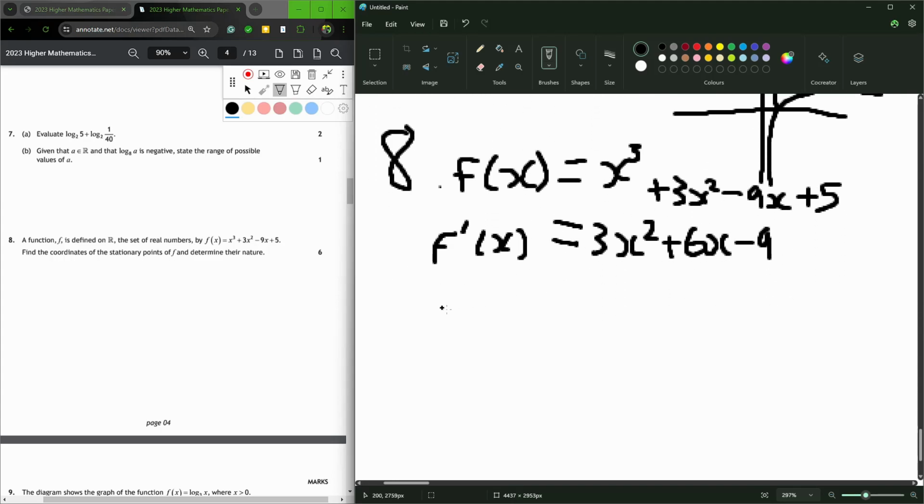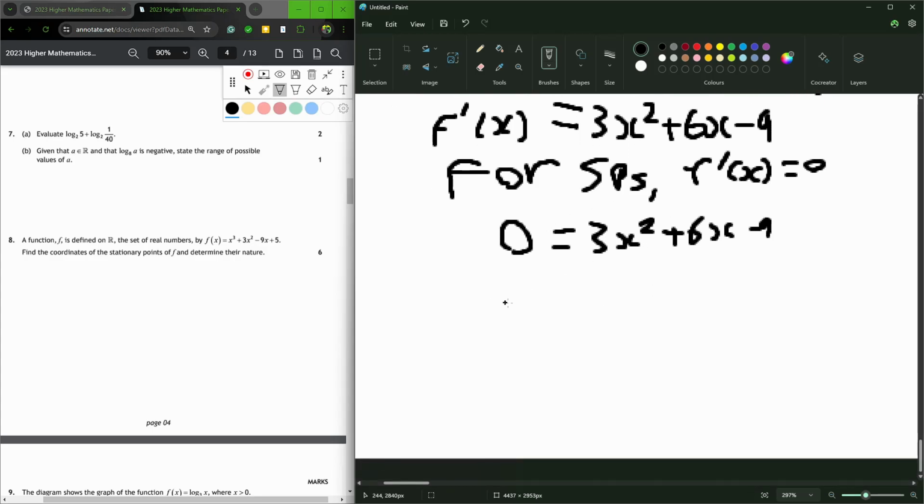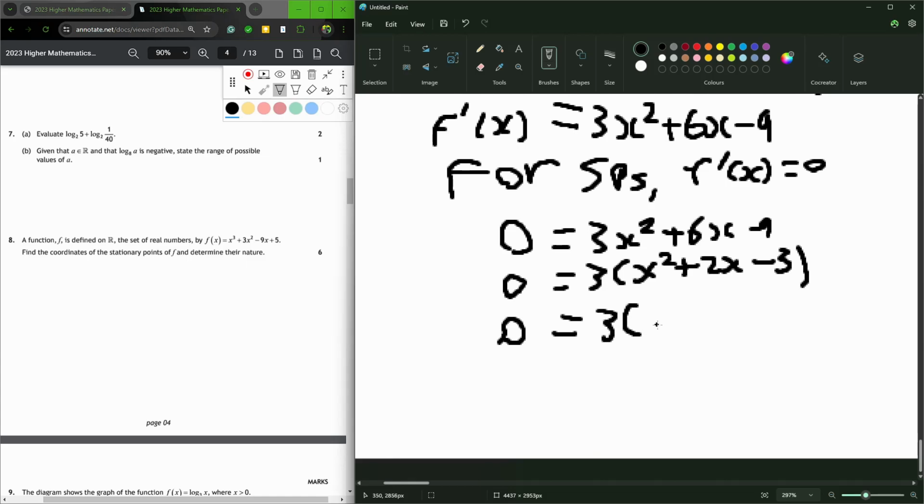Right, now that we have this, for stationary points, f dash x equals 0. So 0 equals 3x squared plus 6x minus 9. I'm going to make things simpler for myself and divide everything by 3. That gives us x squared plus 2x minus 3. This 3 doesn't really matter anymore, but I keep it in for simplicity's sake. Follow along, we can work out the factors from this.